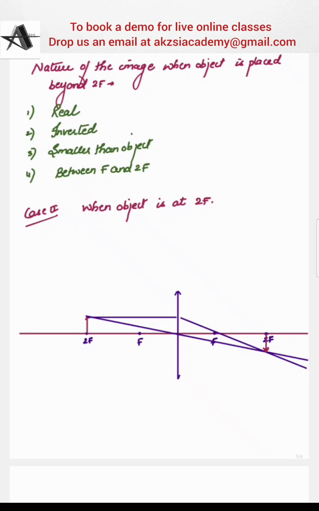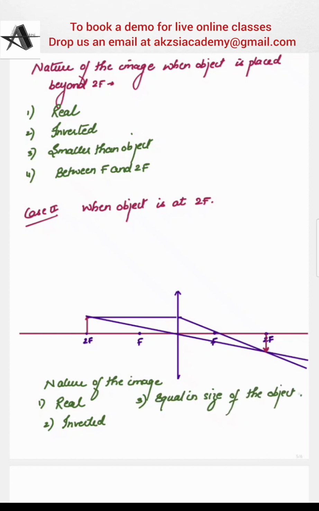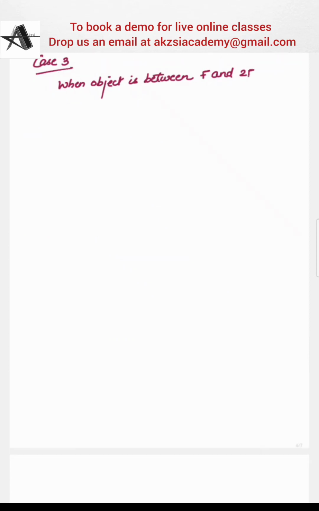So how can you describe the nature of the image? Real, inverted, equal in size that of object, and it will form at 2f. Now see the case 3. When object is between f and 2f.